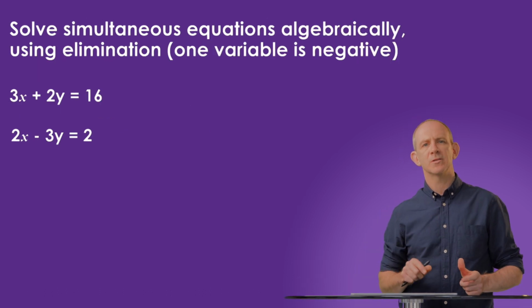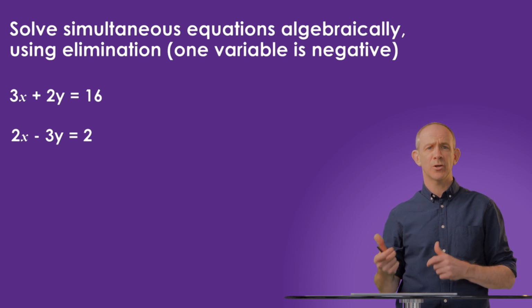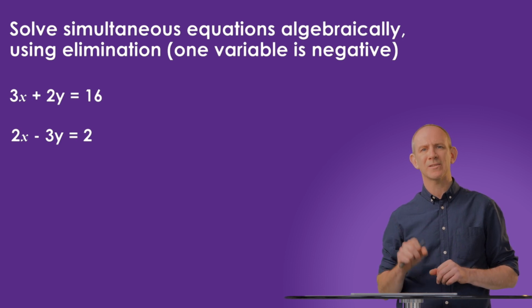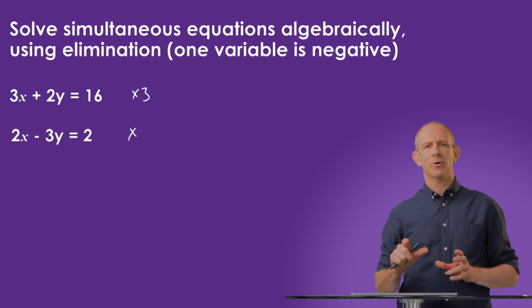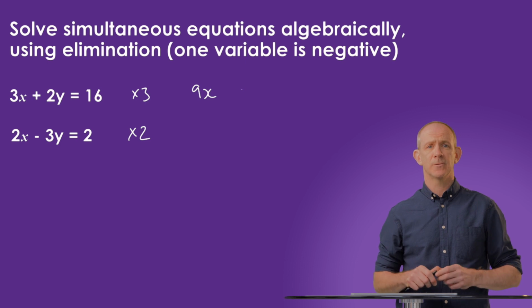Now we'll see what happens if one of the variables is negative. Here, again, we've got two equations, both use x and y. However, the y value has a negative coefficient. So what I'm going to do is add the equations together, as it saves time from having to deal with negative numbers, which I'd like to avoid.